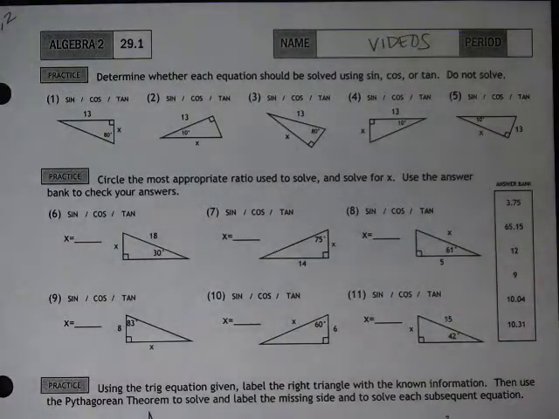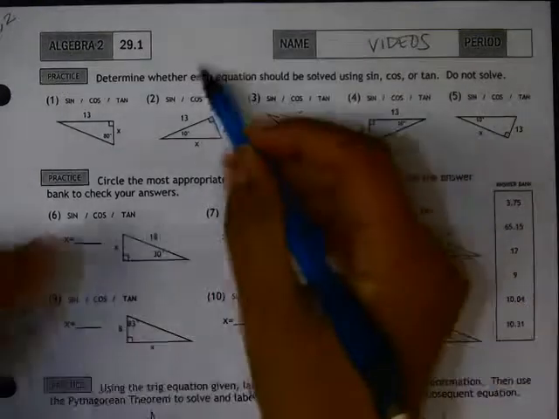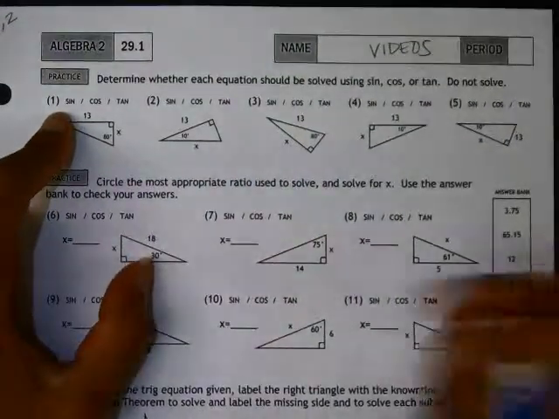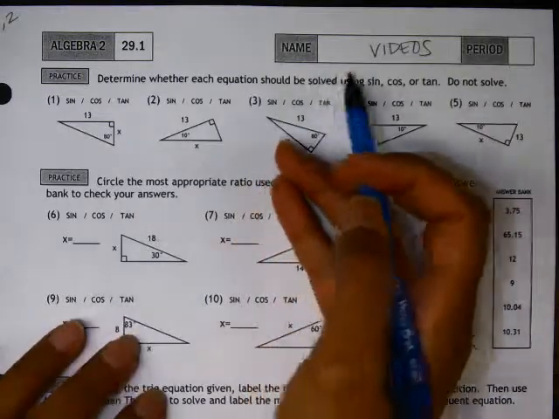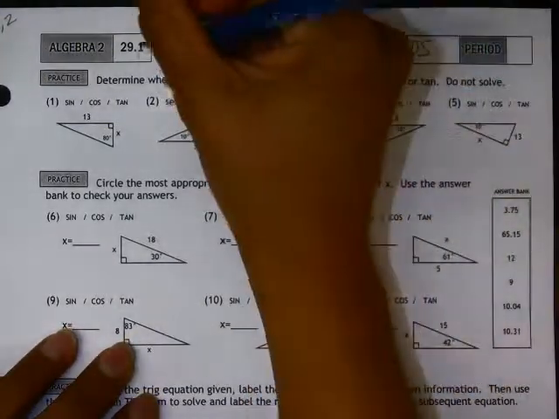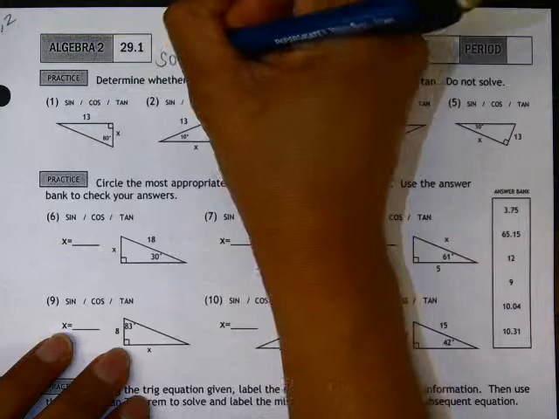This is worksheet 29.1. Number 1 and 2, we have some right triangles, and we're going to determine whether each equation should be solved using sine, cosine, or tangent. So, quick reminder about sine, cosine, and tangent.